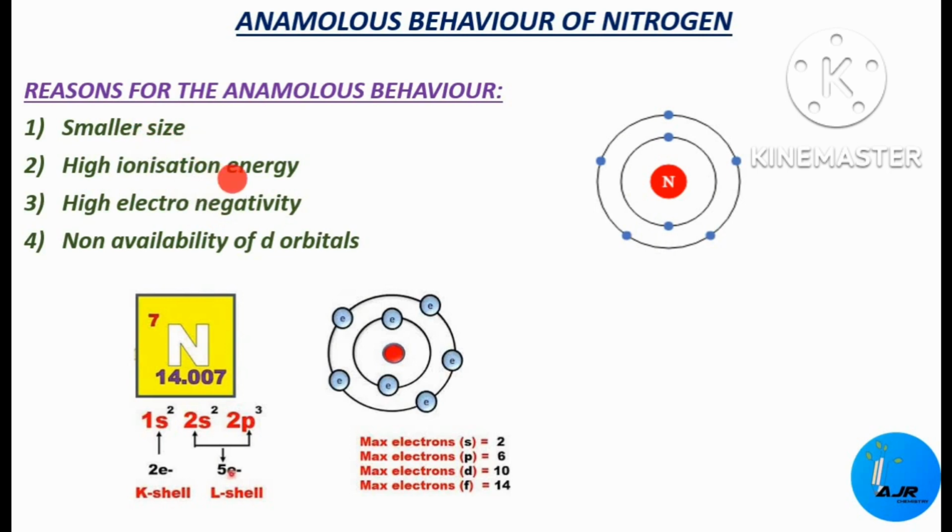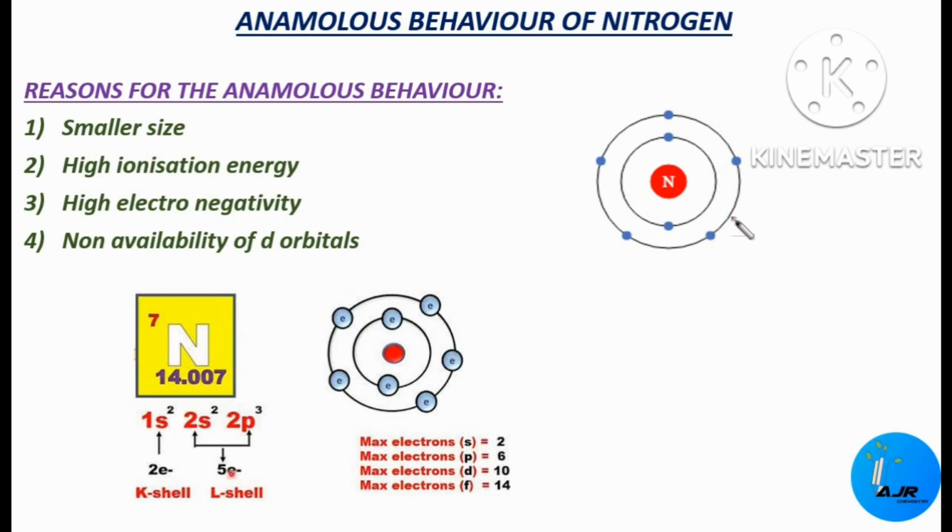So what do you mean by ionization energy? It is the energy required to remove the valence electrons. This is the valence shell, that is, the outermost orbit. The electrons present in the outermost orbit, or the valence shell, have to be removed. If the size of nitrogen is very small, we need an enormous amount of energy to remove this valence electron.